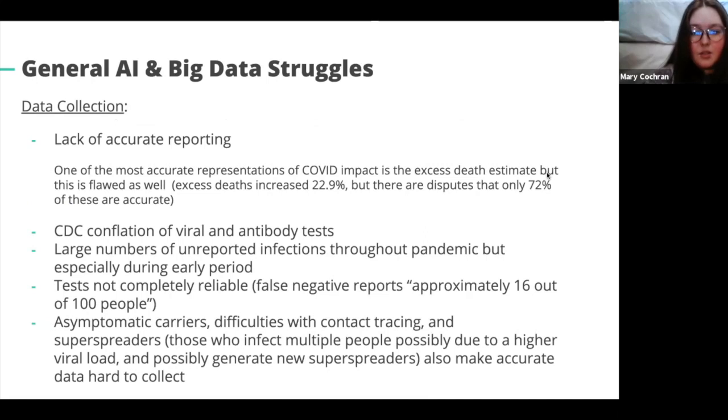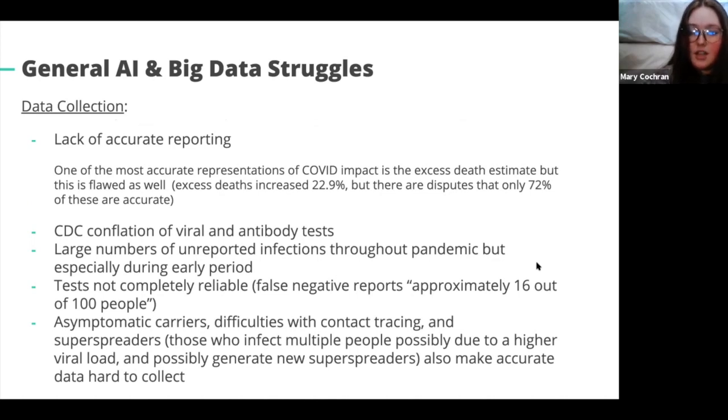On top of these issues, we also had the typical struggles that come with AI and data, including collection of data, sharing of data, and the interpretation of data. First, the collection of data proved to be difficult for a few reasons, including the lack of accurate reporting. For example, the most accurate representation of COVID deaths seems to come from the excess death estimates, which increased about 22.9% during COVID compared to other years at the same time period.